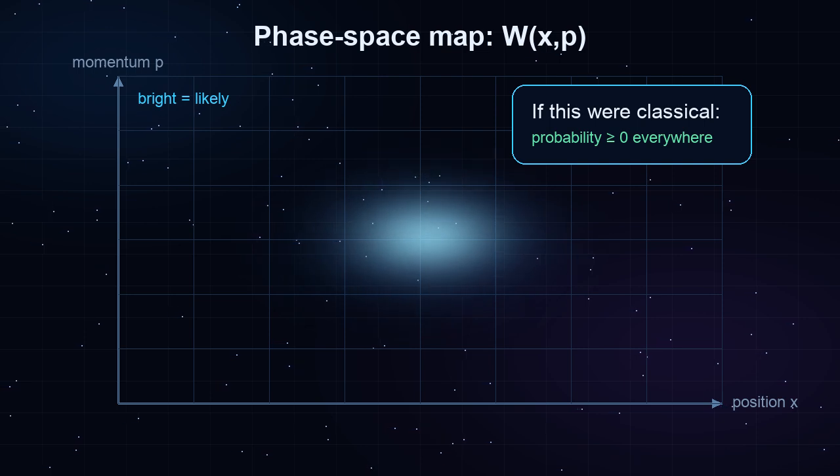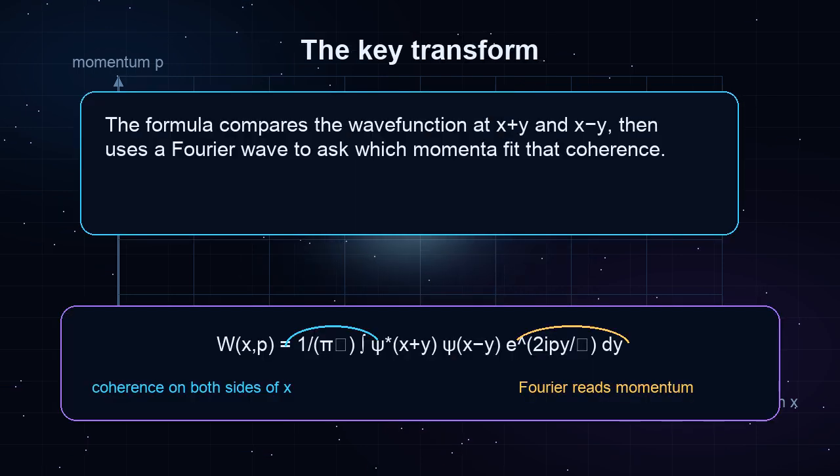The definition looks like a Fourier transform of coherence. W of x, p equals 1 over pi h bar, times the integral of psi star at x plus y, psi at x minus y, e to the 2ipy over h bar, dy. In plain language, it compares the wave function on both sides of x, and asks what momentum pattern those pairs imply.